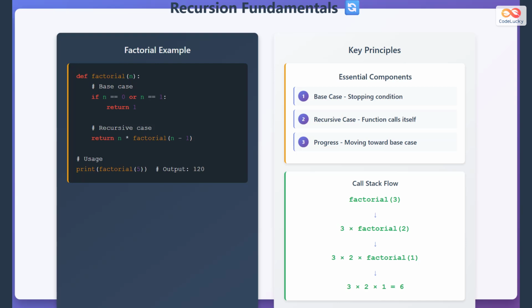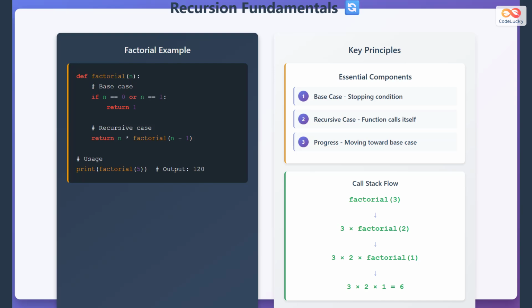The factorial function perfectly demonstrates these principles. The base case returns 1 when n equals 0 or 1. The recursive case returns n multiplied by factorial of n minus 1. Each call reduces n by 1, ensuring progress toward the base case. The call stack visualization shows factorial of 3 expanding to 3 times factorial of 2, then 3 times 2 times factorial of 1, finally evaluating to 3 times 2 times 1 equals 6.